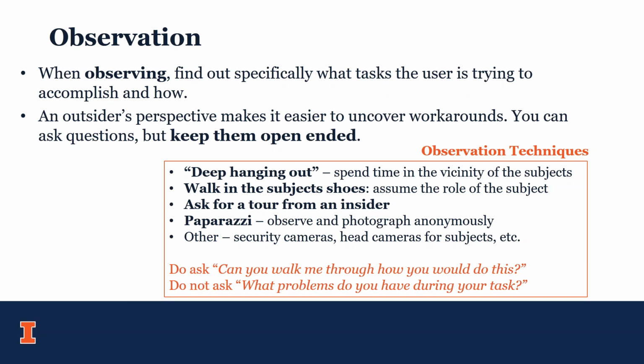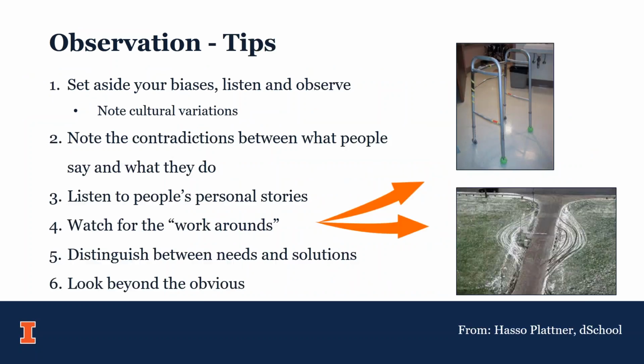Remember, both the expressed needs that they told you about and the latent needs, the things that they don't even know they need. So I really like this example. Ask them, can you walk me through how you would do this? So rather than say, what problems do you have during your task? For example, if you're designing this walker, can you please walk for me from point A to point B? Don't tell them, why do you hate your walker? What do you hate about your walker? Those kinds of questions are very closed, and you hit a dead end super quick with those.